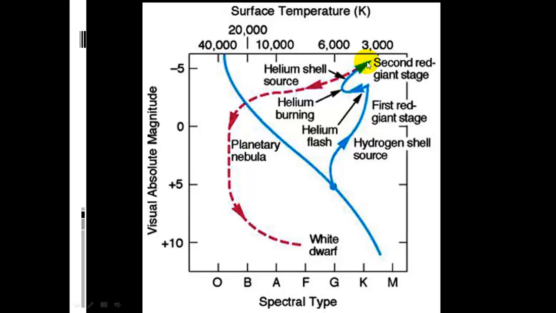And then suddenly the outside drifts off into space and becomes a planetary nebula, and then from here it just moves around here very, very quickly to be a white dwarf. So the last section, the section in red, happens very quickly indeed.